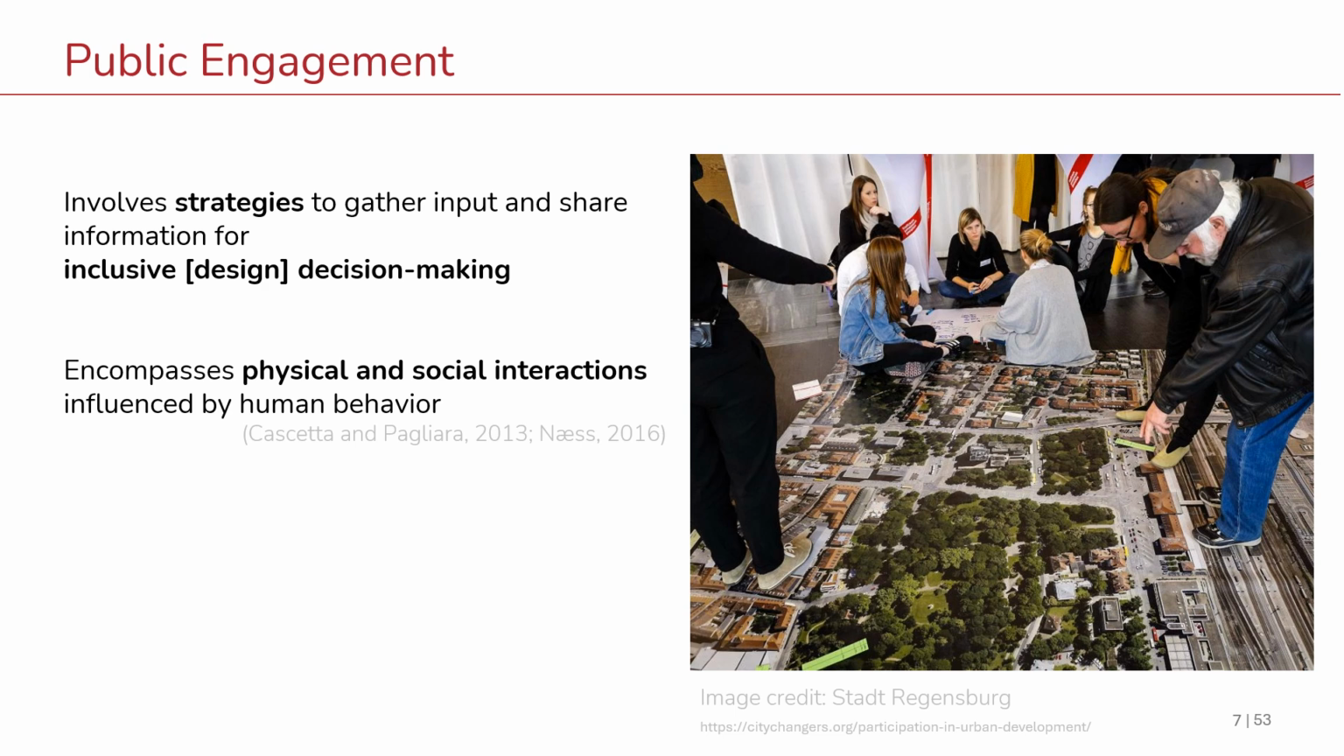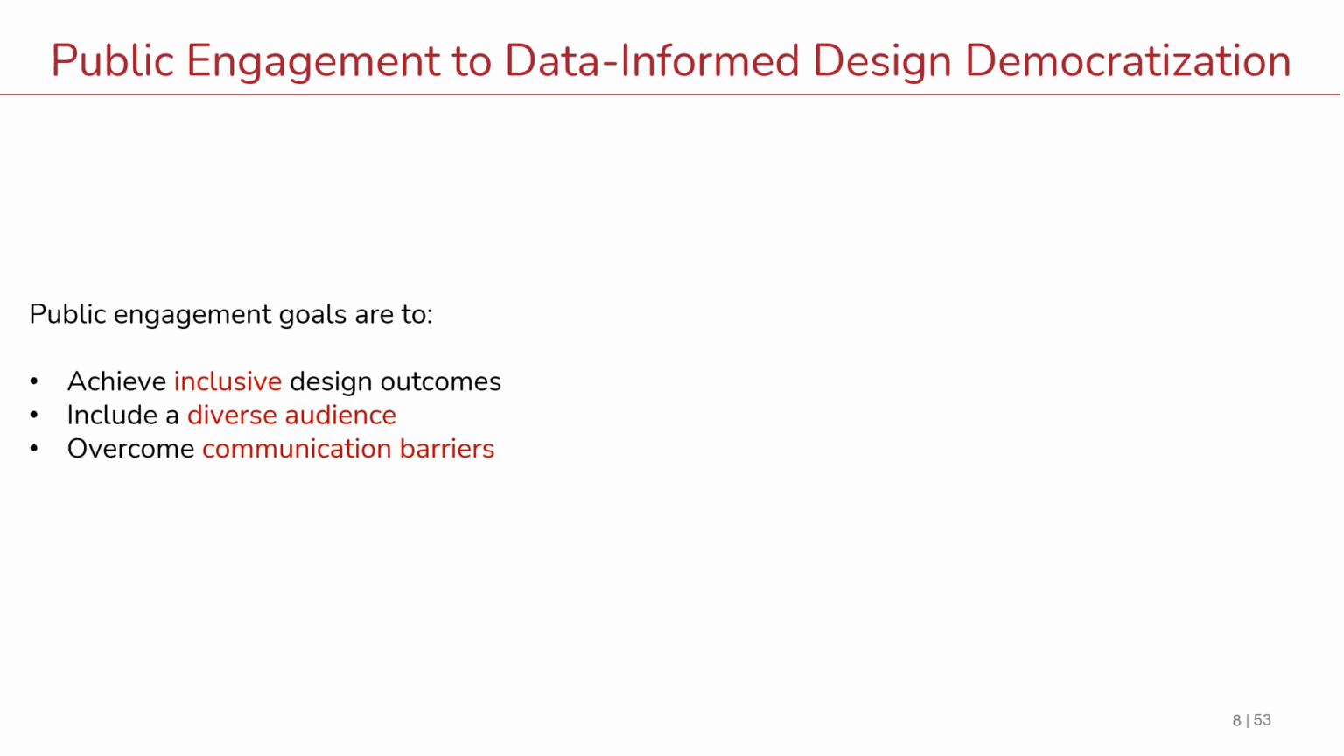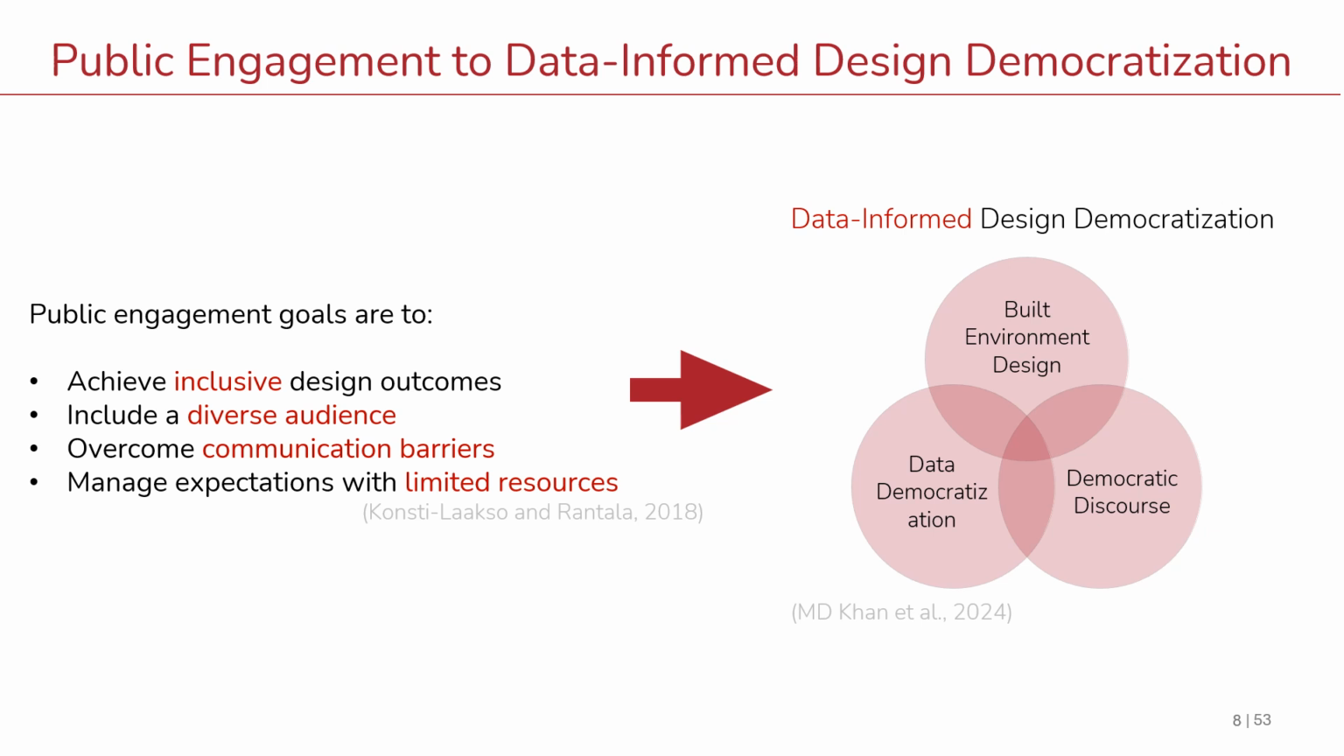These methods of public engagement involve strategies to collect input and share design information, and by this way, we can make an inclusive design decisions, pinpointing the physical and social interaction. This engagement ensures the design process can reach the goals such as inclusivity, engaging a diverse audience, overcoming communication barrier, and managing expectation and limited resources. The intersection of design, data democratization, and democratic discourse define the scope for developing systems supporting a data-informed design democratization.